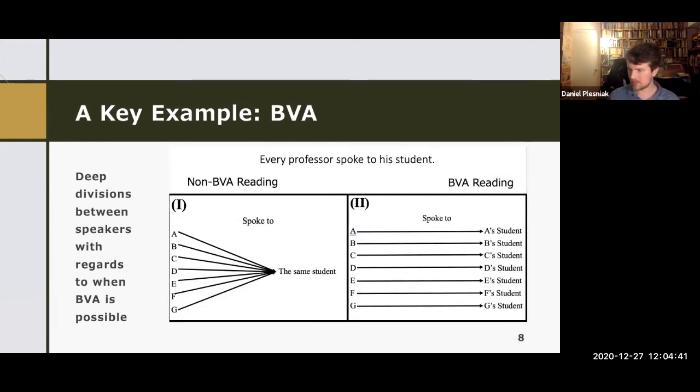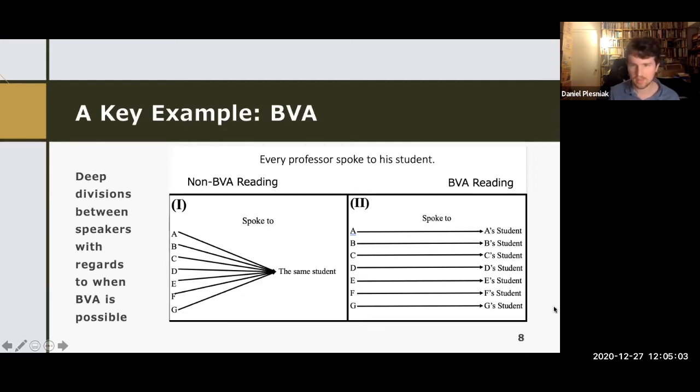Now, to ground this in something specific, which is something Hajime talked a lot about in his talk, we can use these particular types of interpretations. The most crucial one for us has been this thing called BVA. Some people have called it binding, quantificational binding. I think a lot of you are familiar with it, but for those who aren't, if we look at this sentence here: every professor spoke to his student.